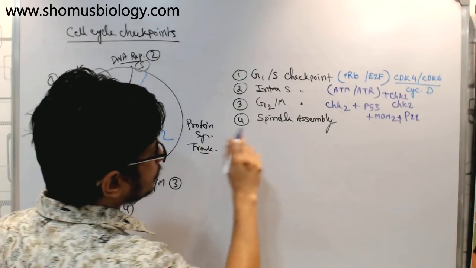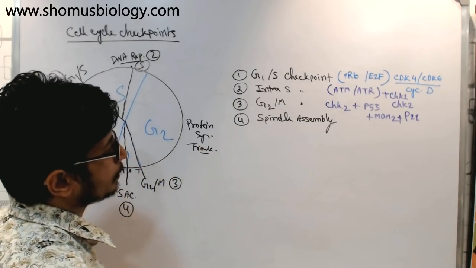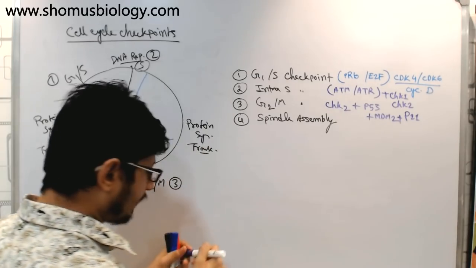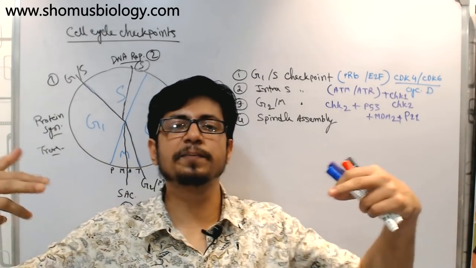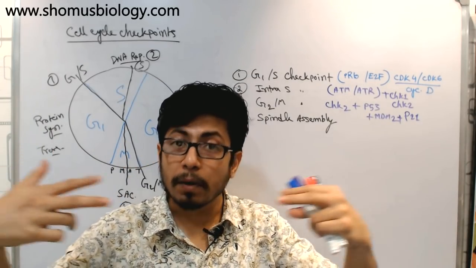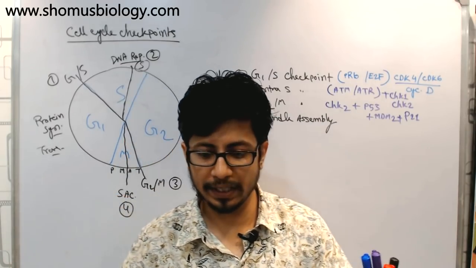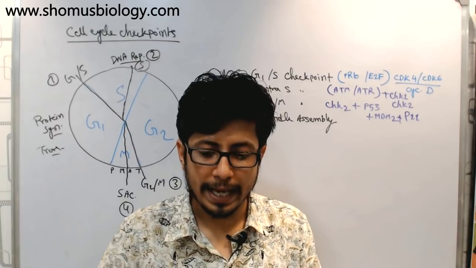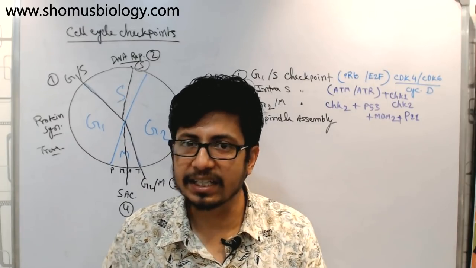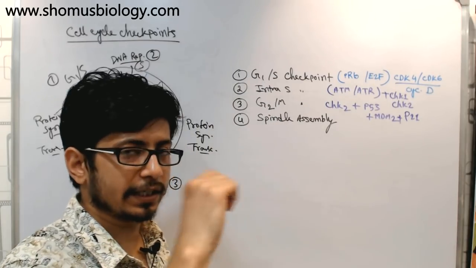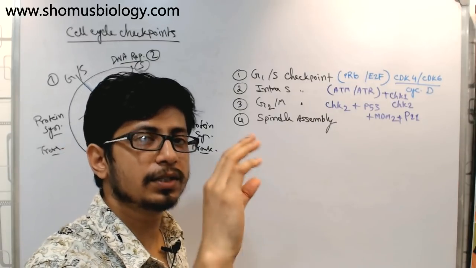The last one is the spindle assembly checkpoint. Here they check whether the mitotic spindle from the opposite poles is properly connected to the kinetochore or not. That means whether the tension coming in from both the poles is equal or not. If one side is lacking tension, that is a negative signal, which means the checkpoint will stop the cell cycle.